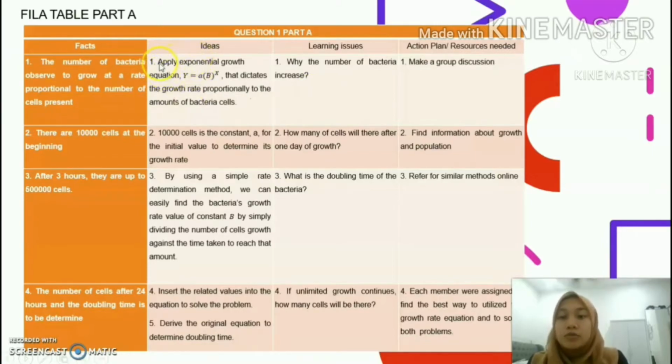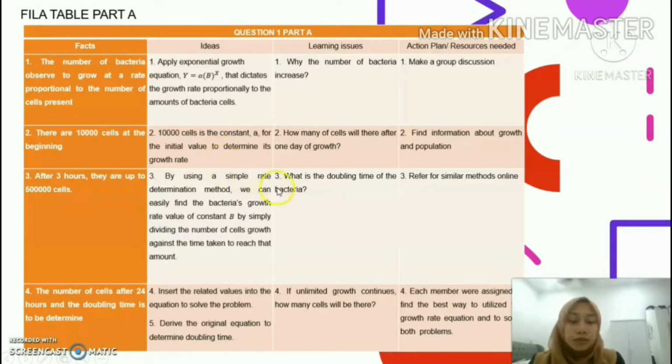So for the ideas, we apply the exponential growth equation, which is y equals a b to the power of x, that takes the growth rate proportionally to the amount of bacteria cells. And number 2, 10,000 cells is the constant value. For the initial value, we determine its growth rate.